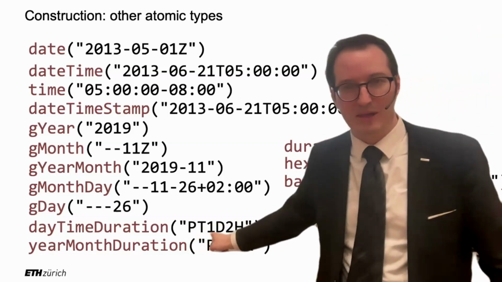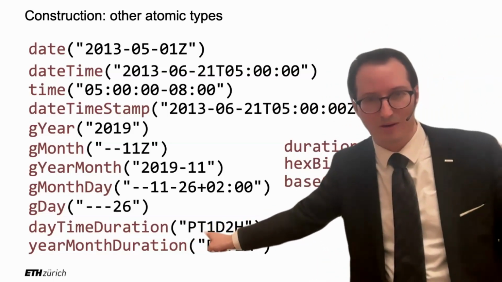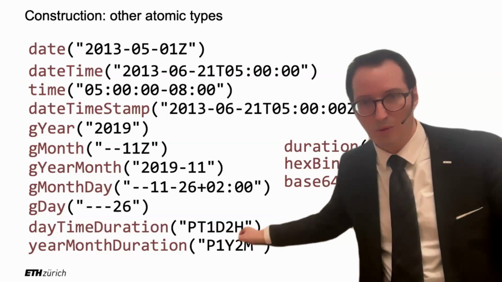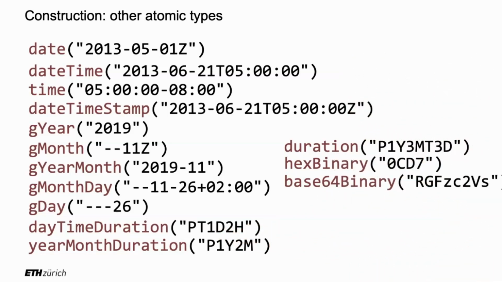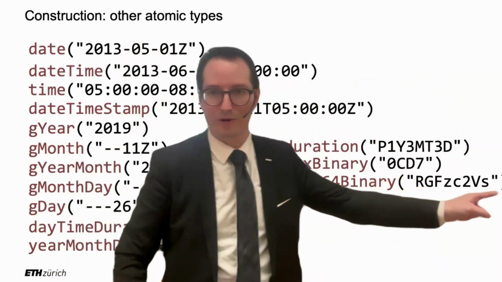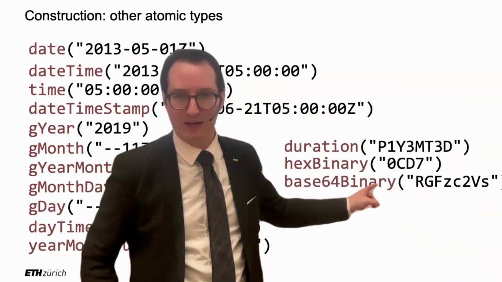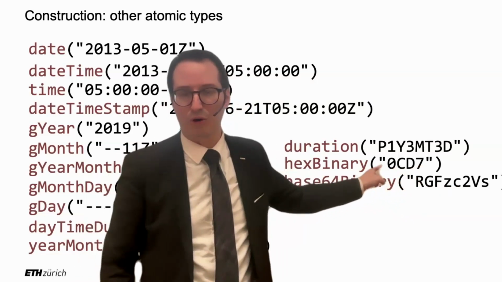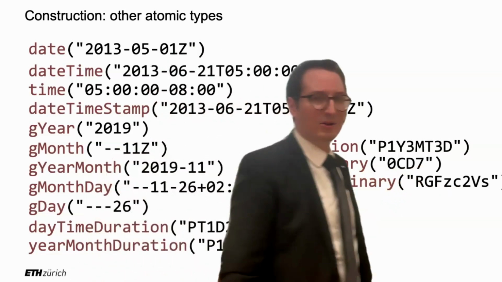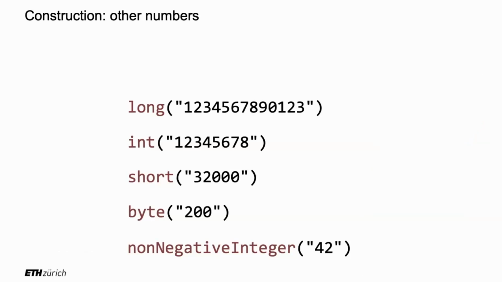You remember these Star Wars-like strings, like with 1 day, 2 hours. Here we have 1 year, 3 months, and 3 days, and so on. So here it's a base 64 string. That's an encoding of a sequence of bytes. Base 64 is this. You probably know it from HTTP. And here in the hexadecimal format with base 16. Okay. So this is how it works. Just use the name of the type and pass a literal or a lexical value as a string, and it's going to construct that value.